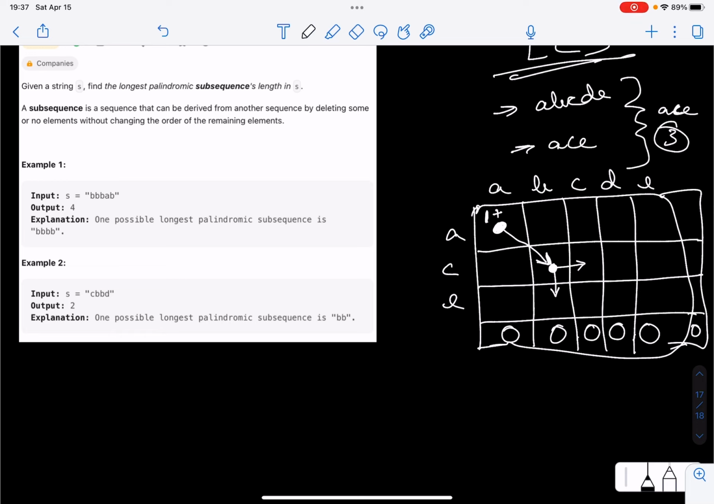and the same implies here, because the longest common subsequence of any string with an empty string is 0. The same comes over here, because being in this column implies the longest common subsequence of an empty string with some other string. So we'll have all zeros over here as well.